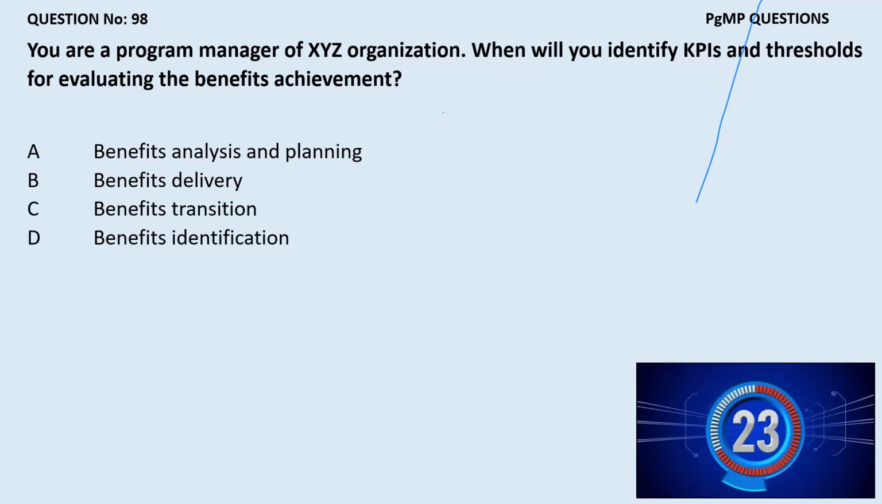We just discussed this question. Nobody is giving the answer I think. When will you identify the KPIs and thresholds for evaluating the benefits achievement? Now, between A and D, somebody started to think.